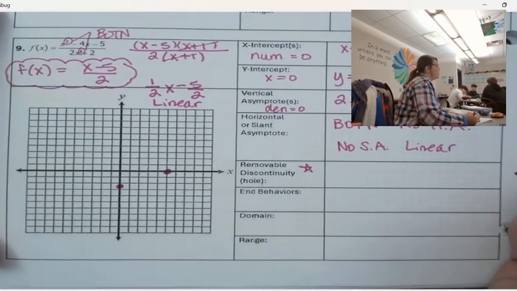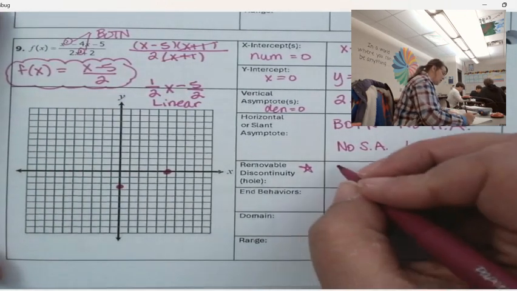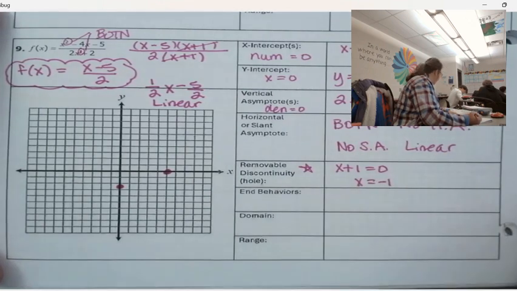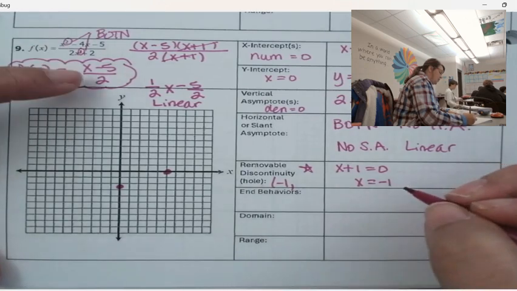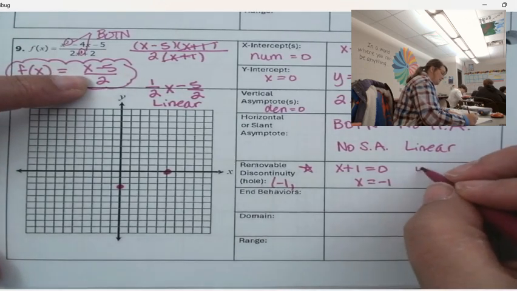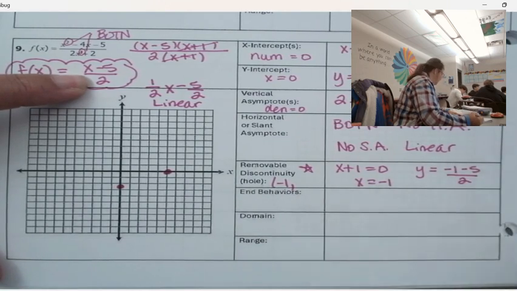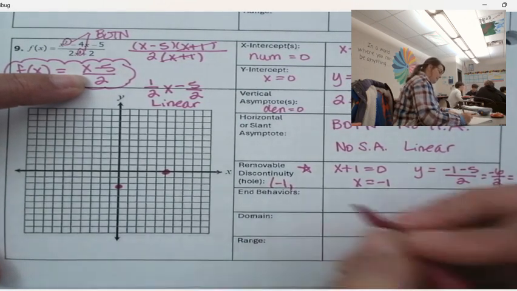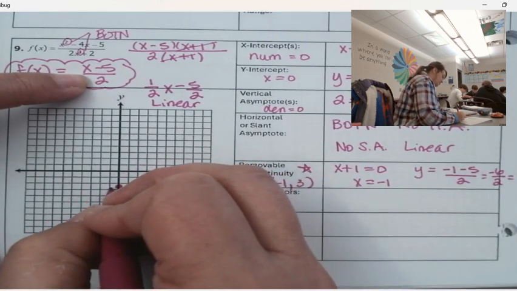All right, let's find our hole now. To find our hole, I take what I canceled out, which was x plus 1, set it equal to 0. So the x coordinate of my hole is at negative 1. To find the y coordinate, I just plug negative 1 back into my simplified one because it's easier. So negative 1 minus 5 over 2, negative 6 over 2, which is negative 3. So my hole is at negative 1, negative 3.